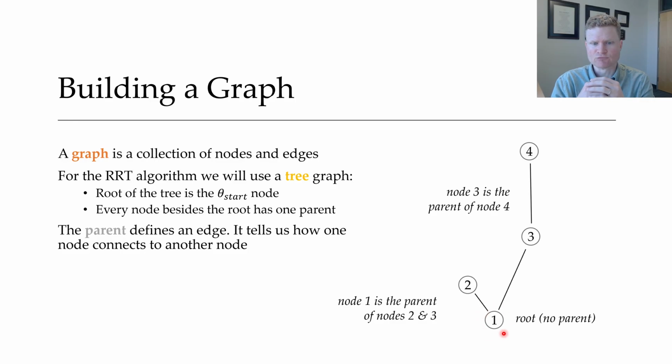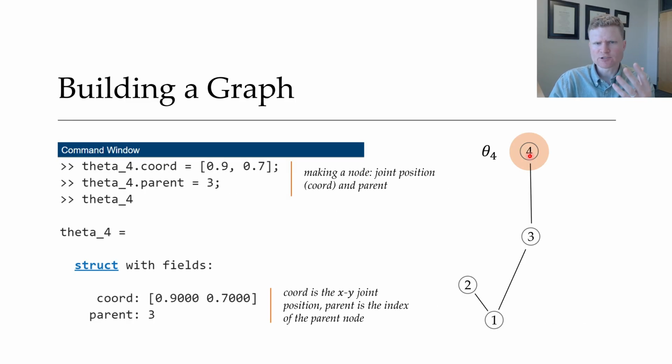Every node besides the root has one parent. So here's my root. It does not have any parents. And then node 1 is going to be the parent of node 2 and of node 3. And that means in our context that I can move from theta start to either theta 2 or theta 3. Node 3 is the parent of node 4, so I can move from 3 to 4 without having a collision. Edges are just connections, and they're telling us how the nodes connect in a way that avoids collisions with the obstacles in the environment. So let me show you how you can implement one of these nodes in MATLAB.